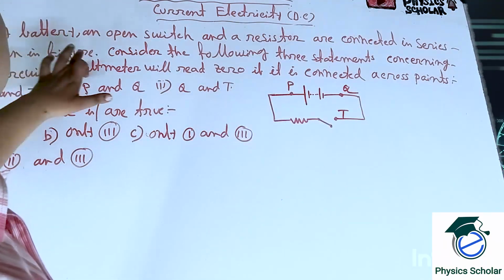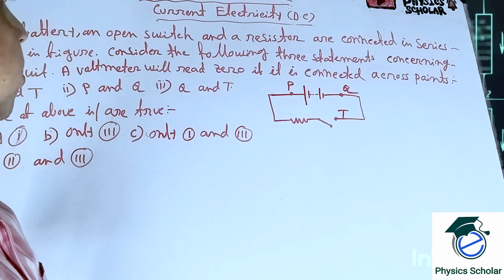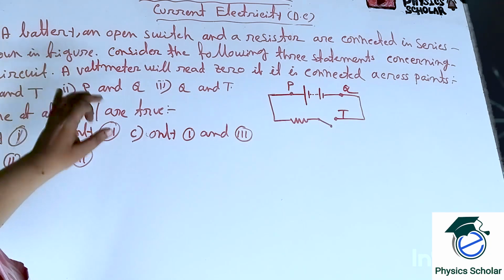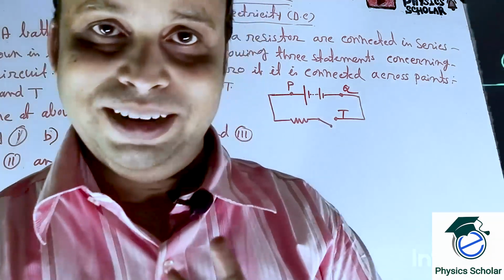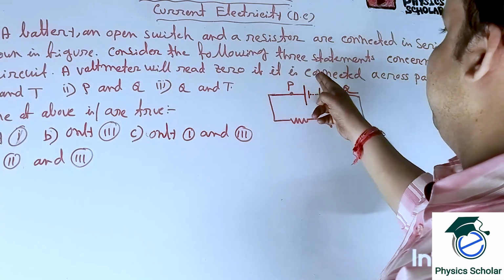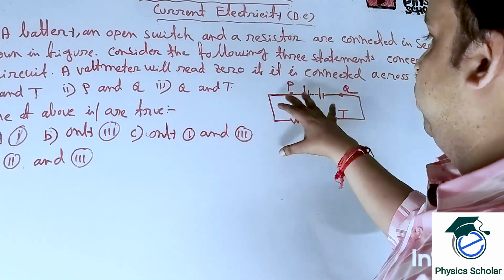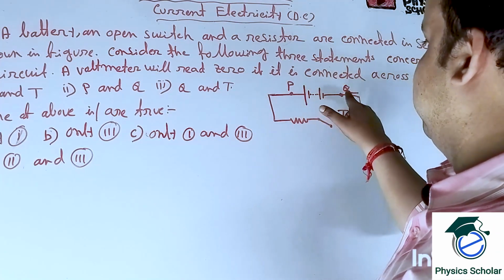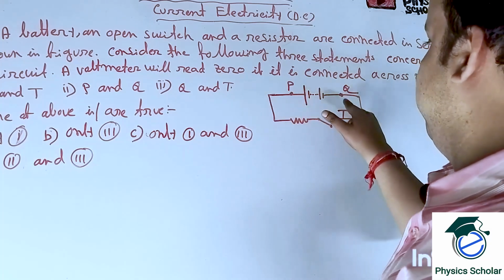Very good. Now consider the following 3 statements concerning the circuit. So 3 statements are given. What are the 3 statements? The voltmeter will read 0 if it is connected across points. If we connect the voltmeter, 3 points are given: P, Q and T.